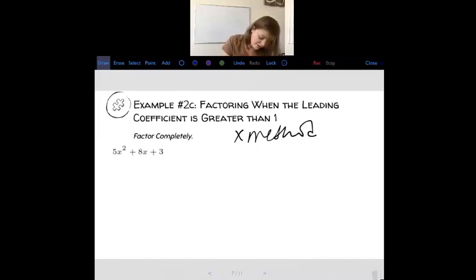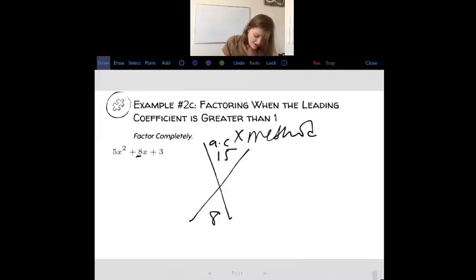So the x method, we build an x, and the number that goes in the top is a times c, so that would be 15, and b goes in the bottom. Now in the sides, we look for two numbers that multiply to give us 15, but add to give us 8.